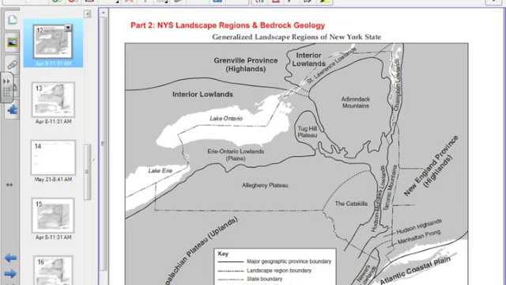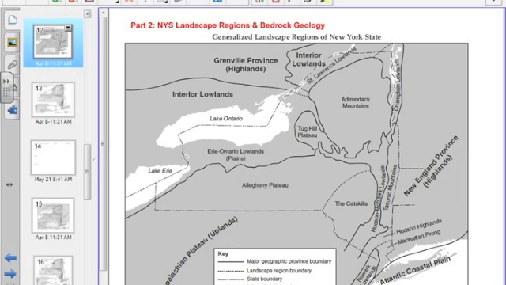A landscape region is an area in which the physical features of bedrock, streams, hills, and valleys are all developed from a common set of processes. The boundaries are clearly marked. If you were walking the landscape, it would clearly appear to change, and the boundaries on the map are clearly marked by a heavy black line.